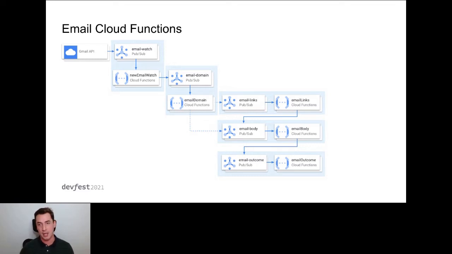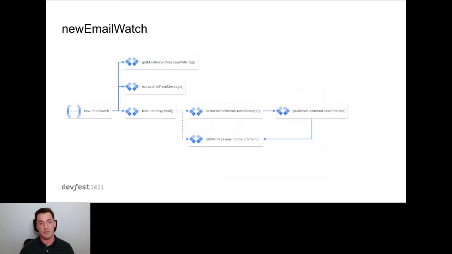So first things first, we have the new email watch cloud function. Once we receive that event to PubSub, PubSub will say, hey, this user is saying there is a new email. So what do we need to do? It sends it to the cloud function and invokes it. First things first, we need to get the most recent message with a tag, right? We get a tag from PubSub, we get that most recent message, and then we need to extract the info from that message.